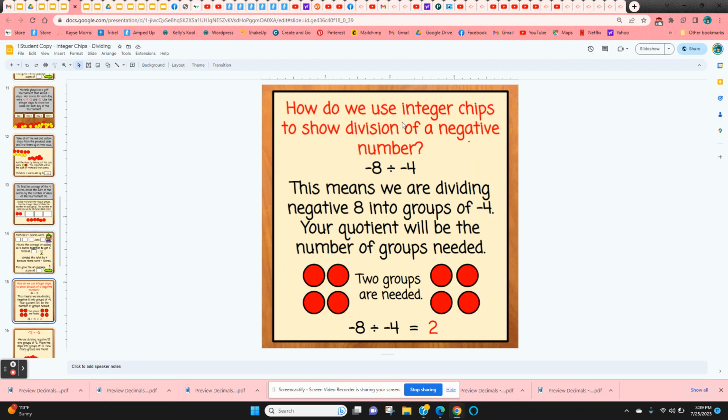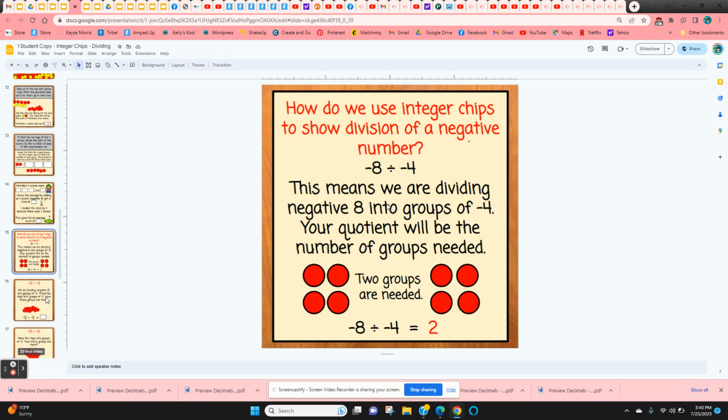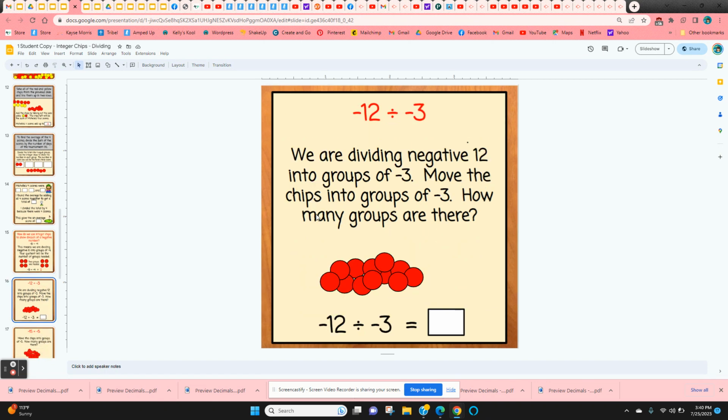Now, how do we use integer chips to show division of a negative number? Well, here we've got -8 divided by -4. So another way of looking at this is we've got -8 and we're dividing it into groups of -4. So here's a group of -4, here's a group of -4. We've used all the chips. How many groups are there? There are 2 groups. So our answer is 2. -8 divided into groups of -4, and that gives us 2 groups. So the answer is 2. So students are going to be doing this on the next few slides.